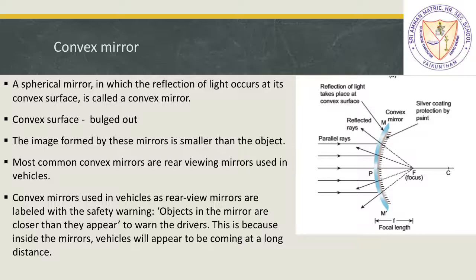This is because inside the mirrors, vehicles will appear to be coming from a long distance. If you have observed, whenever you're traveling in any vehicle and you see the rear viewing mirror, the vehicles which are behind you will appear as if they are coming from a long distance. So the driver should not get confused. The caution is written as objects in the mirror are closer than they appear. It will look very far, but actually it will be very near as compared to the image formed there. So the mirror used there is a convex mirror. The makeup kit mirror is your concave mirror.